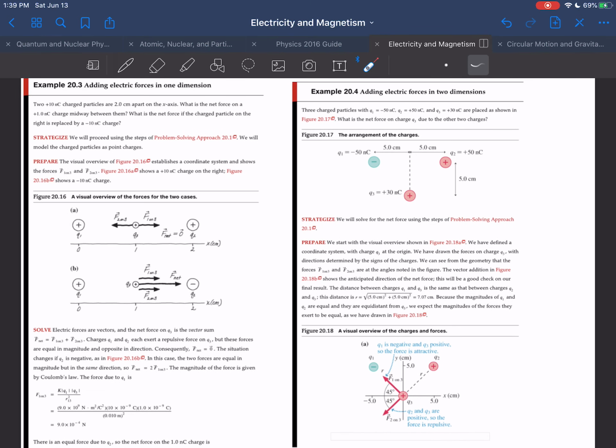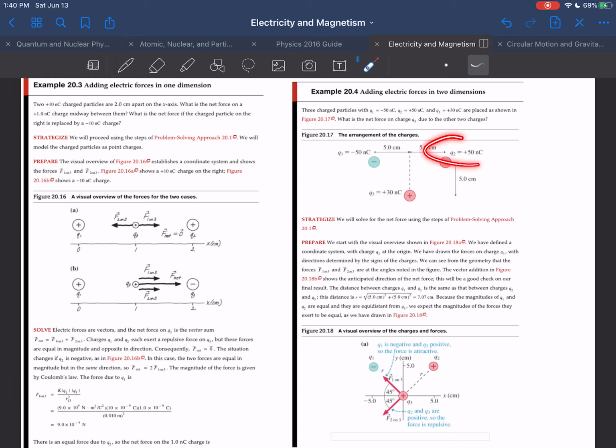All right. Next question. Adding electric forces in 2 dimensions. Okay, now we start to get to some pretty tricky problems. Okay, so 3 charged particles with these values here are placed as shown in this arrangement. What is the net force on charge Q3 due to the other 2 charges? Okay, we need to find the net force on Q3 due to the other 2 charges. So first, let's handle the direction. Think about what we expect.